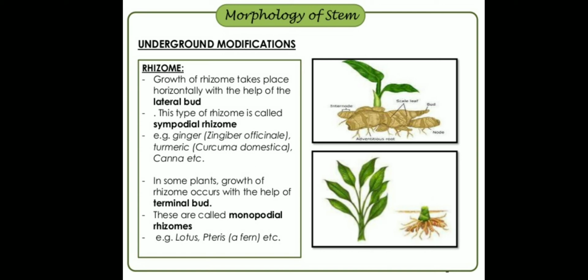Ginger is a kind of sympodial rhizome. Also turmeric, canna, etc. They are the rhizomes. And in some plants, growth of the rhizome occurs with the help of the terminal bud. These are called monopodial rhizomes. Examples: lotus, Pteris, that is a fern.